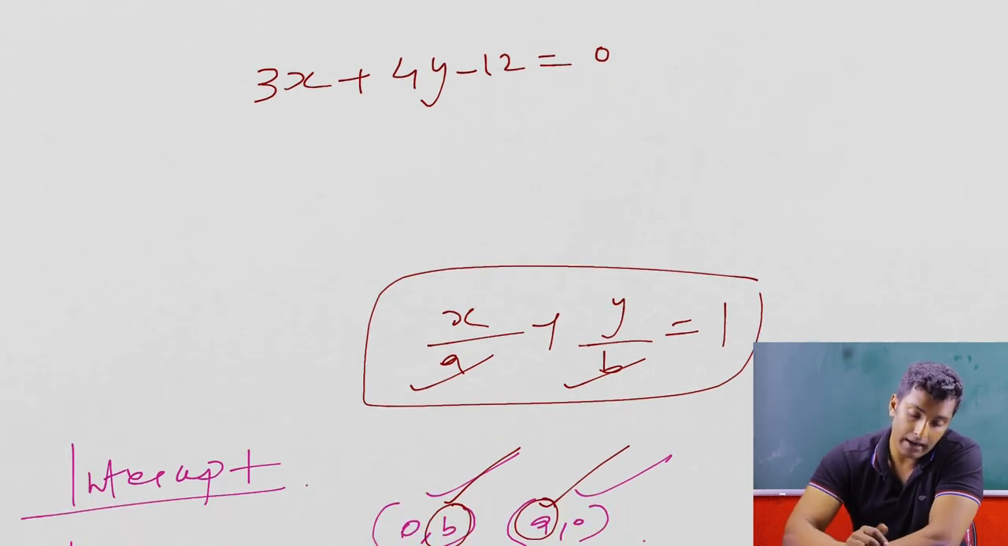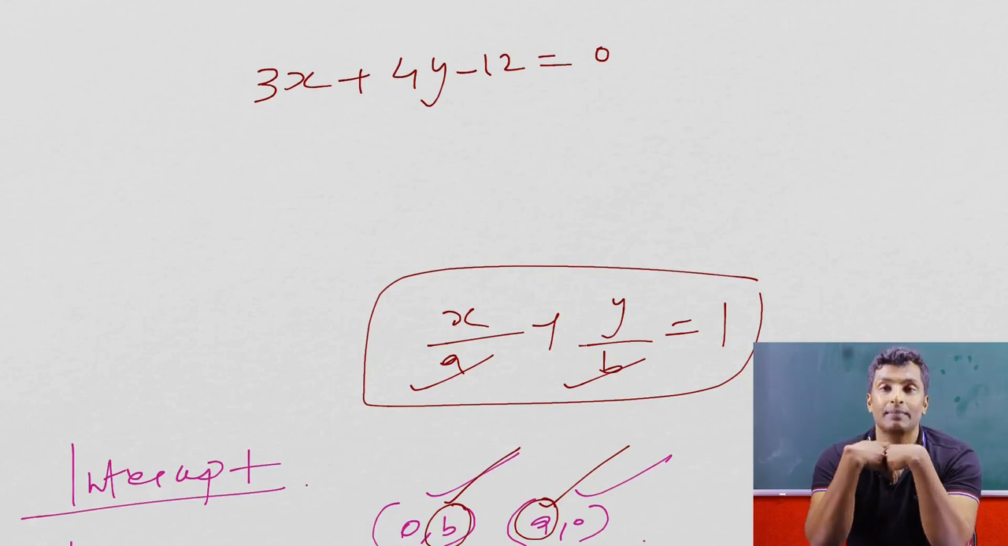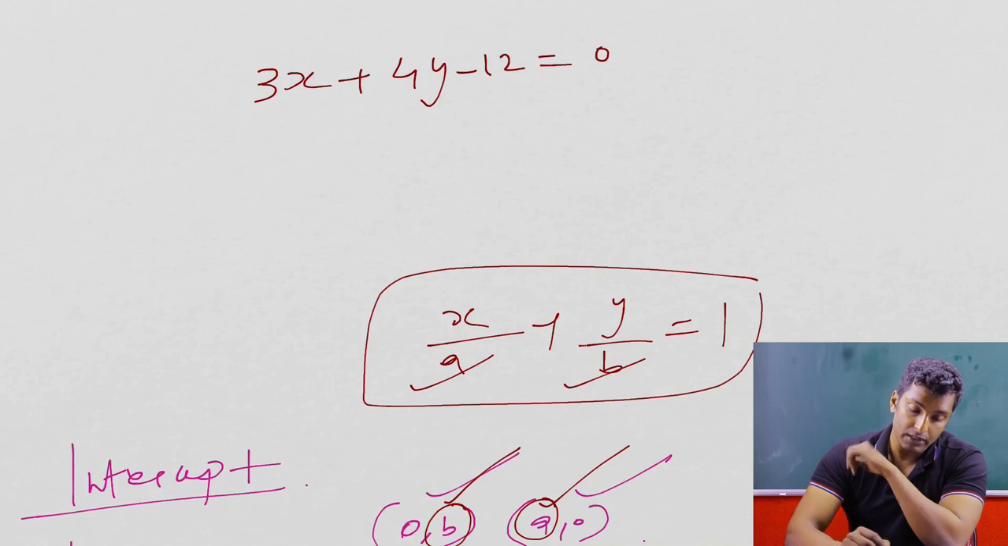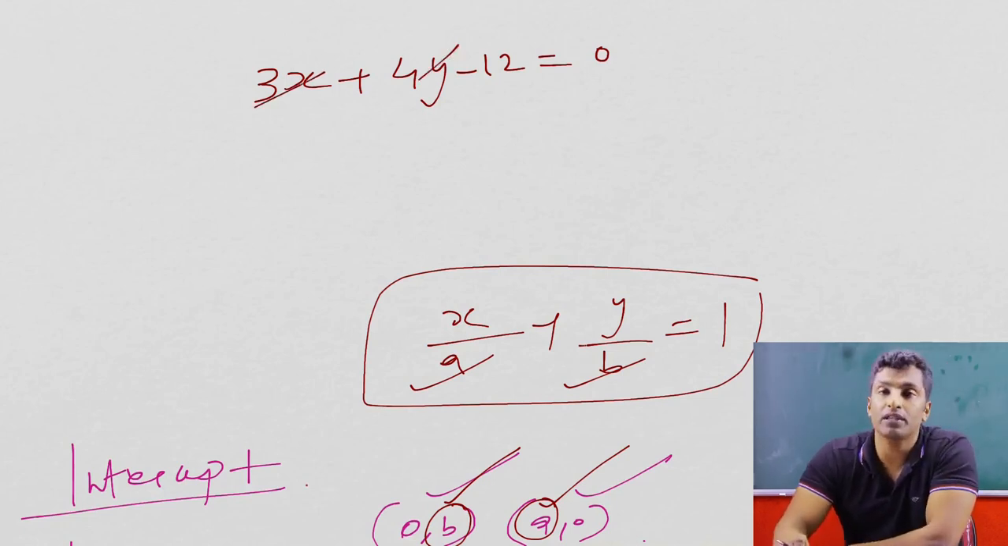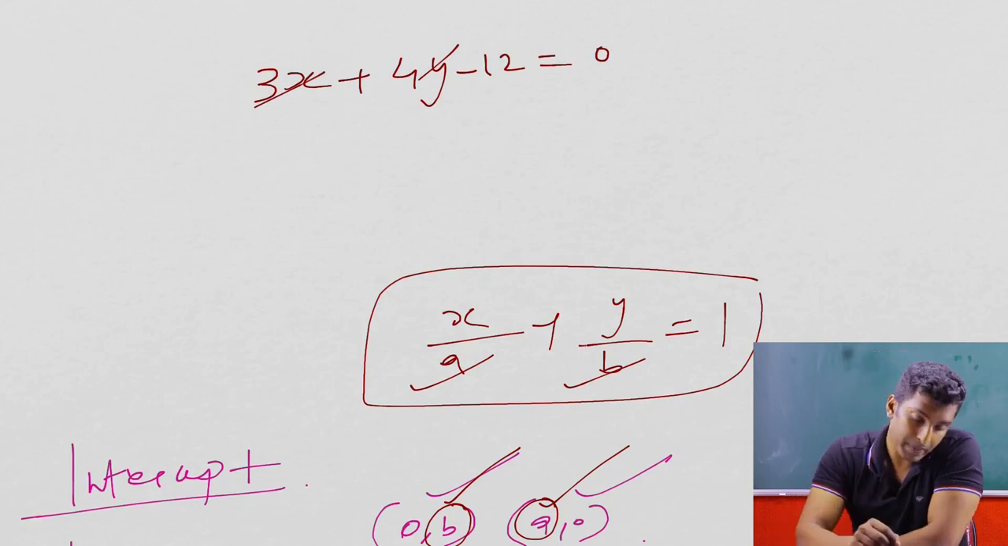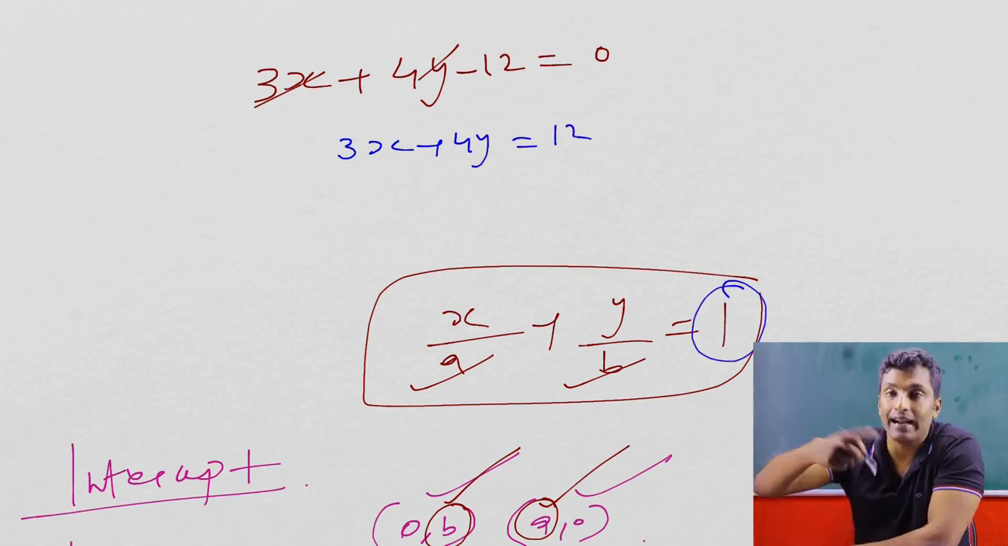Now if somebody is asking you what is the x-intercept and y-intercept, there are two methods in which you can find it. Put x equal to 0, get the y-intercept, then put y equal to 0, get the x-intercept. That is one way. Secondly, you can write 3x plus 4y equals 12, then make it into this form. Make the right hand side 1.